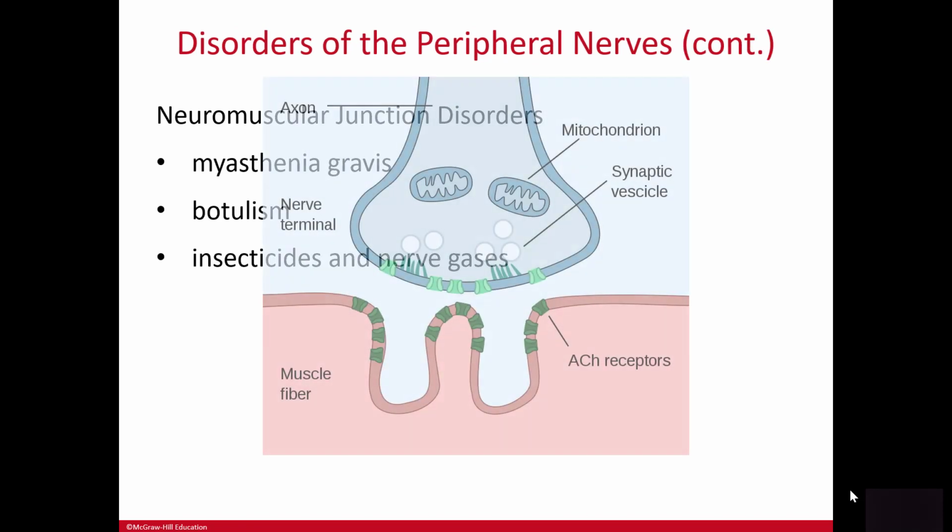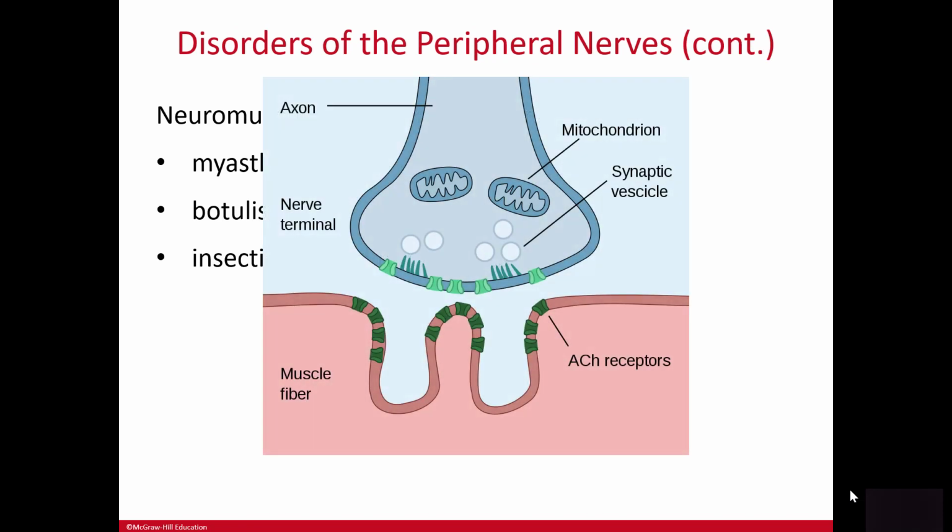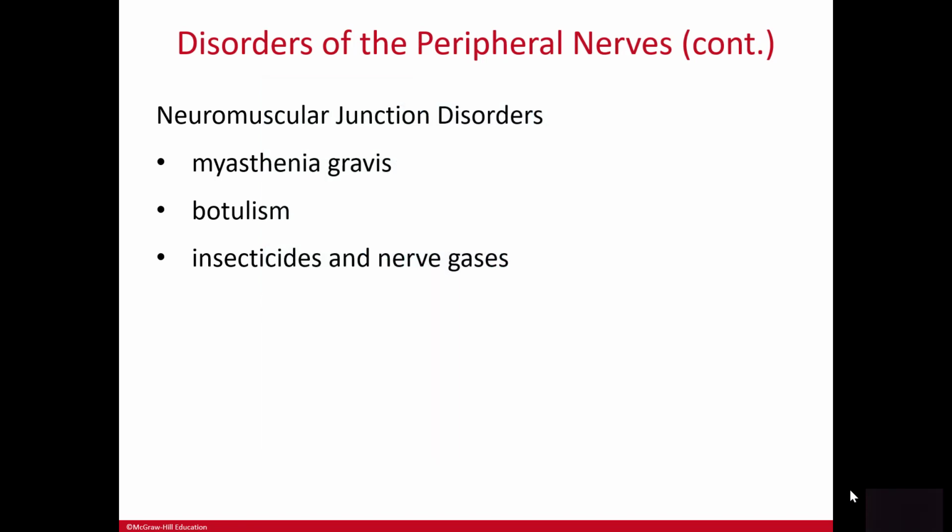The neuromuscular junction is the spot where the neuron meets the muscle, and in this space, acetylcholine is the neurotransmitter that is released and causes the muscles to contract. Disorders occur when there is a disruption in the release of acetylcholine, or ACH.